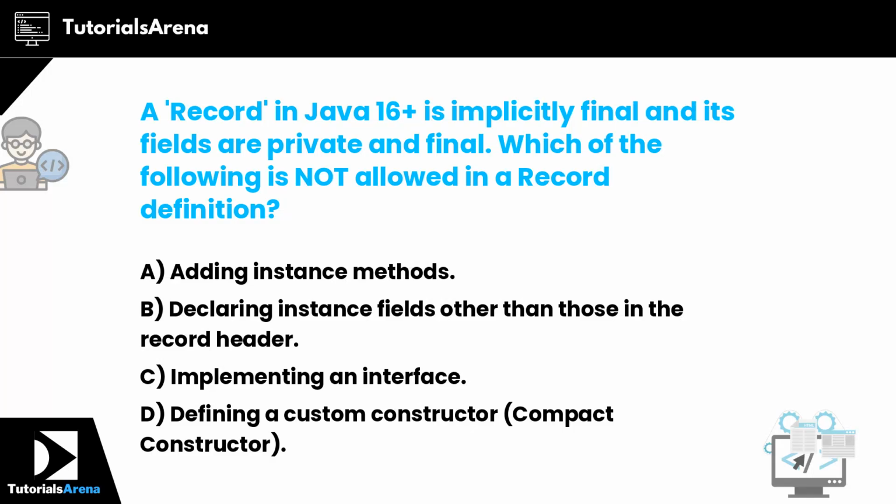A record in Java 16+ is implicitly final, and its fields are private and final. Which of the following is not allowed in a record definition? Answer is B. Declaring instance fields other than those in the record header.